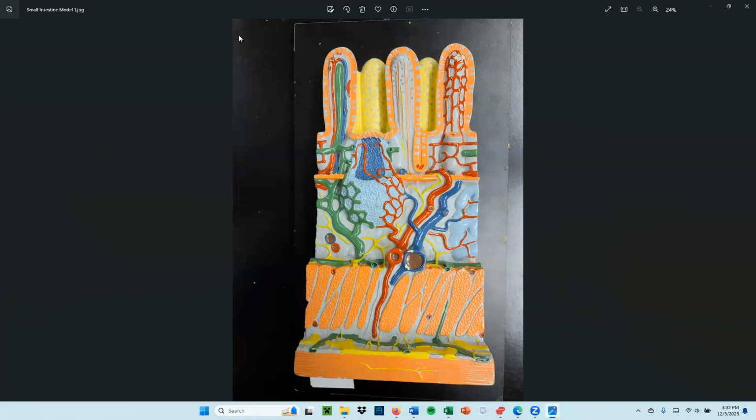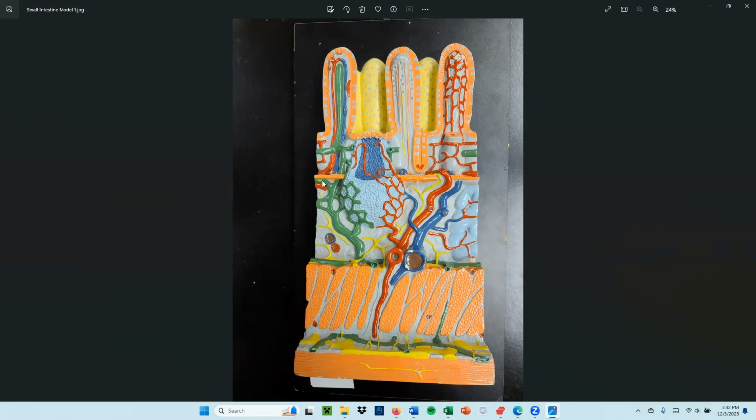So this is going to be the layer closest to the lumen of the small intestine. So all of this is going to be in the mucosa. There's a lot going on. You don't have to know individual vessels or glands here, none of that. Just recognize the regions. So this is going to be that innermost mucosa.